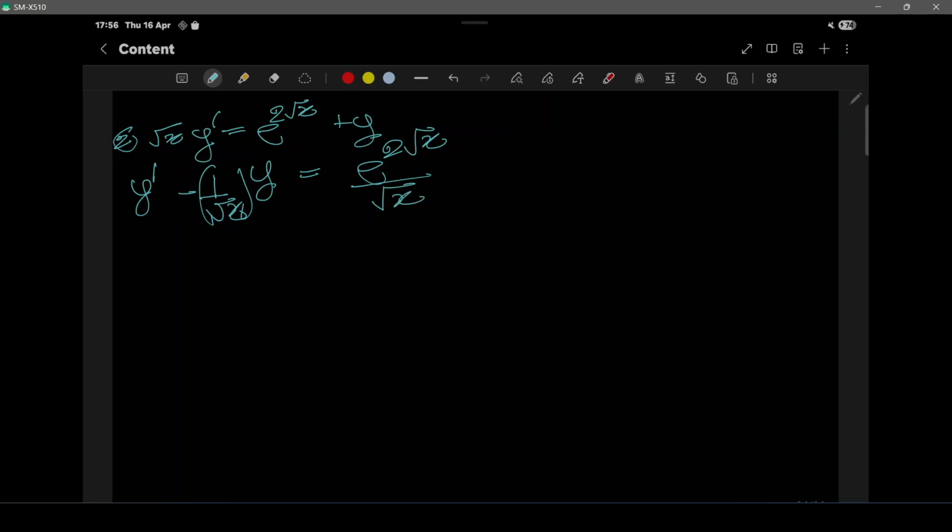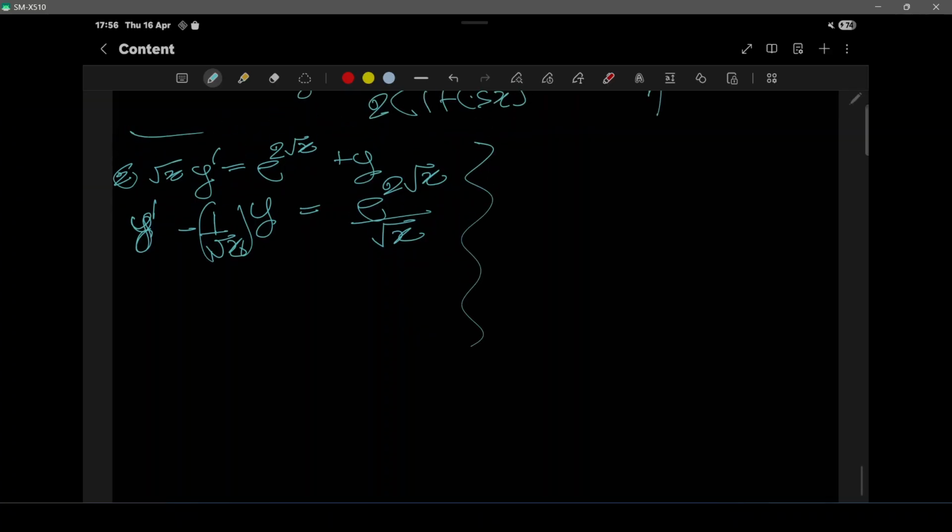There should be no constant or any terms in front of y dash. So we divide the whole equation by square root of x. So this is what you get. I will do it quickly. Now we have to find the integration factor. The integration factor qx is equal to e to the power integration of px dx.